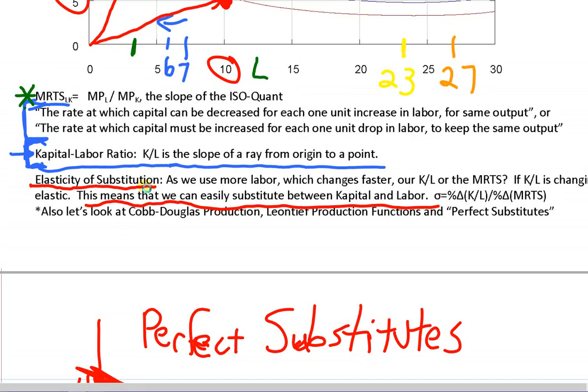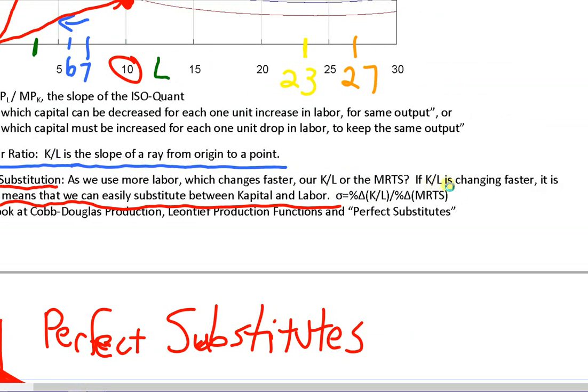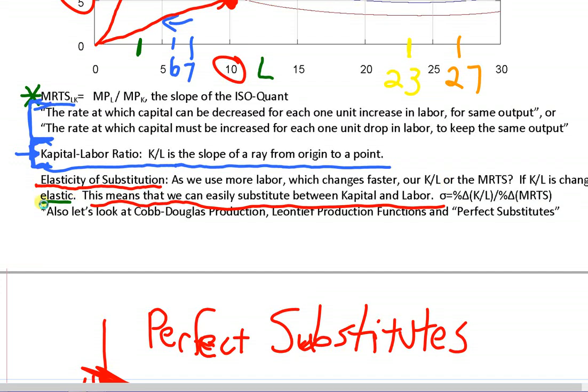So the elasticity of substitution kind of answers the question to bring this home and be a little more specific. As we use more labor, which changes faster? Our capital to labor ratio or the marginal rate of technical substitution? It's asking the question, which is changing faster? And if the capital to labor ratio is changing faster, that implies that our elasticity of substitution is elastic, and that means we can easily substitute between capital and labor. And the formula we use for this, and I'm going to keep going here for another minute to try to show how this is intuitive.